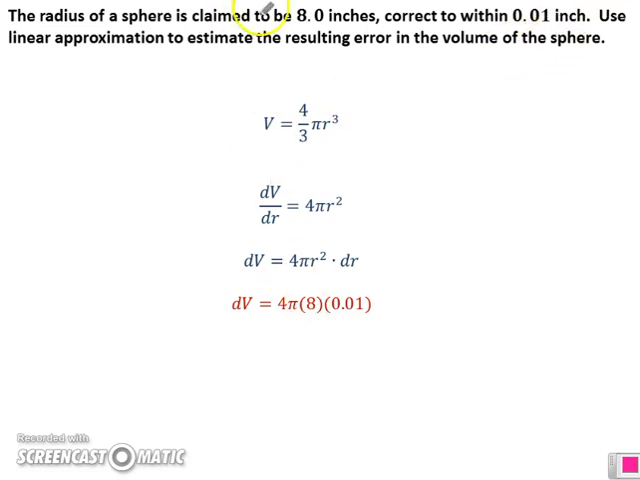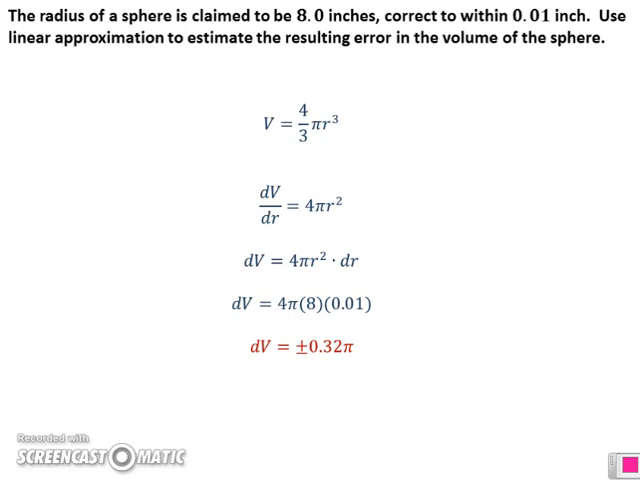So what you do is just plug in what they give you here. They give you the 8 for the size of the radius, and they tell you that it's correct to within 1/100th of an inch. So this is technically the error that they give you. And then this tells you the error in the volume. So the final answer is like 32/100 pi in either direction.